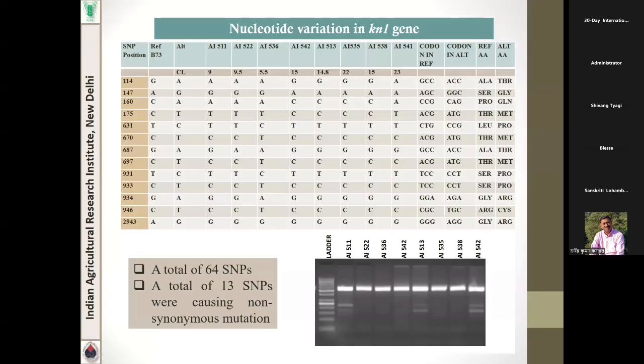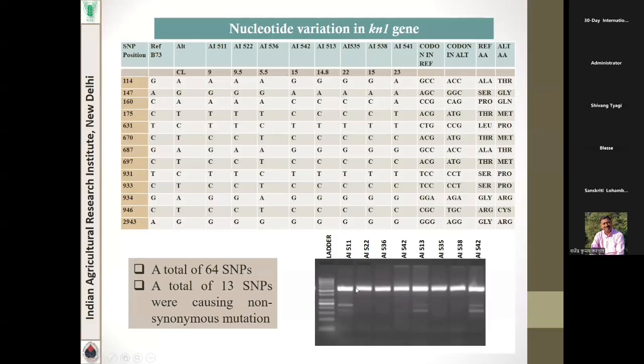Sometimes there are no amino acid changes. If there is an amino acid change, we call this a non-synonymous mutation. If there is none, it is a synonymous mutation, though there is a change at nucleotide level. In that way, we could find around 13 SNPs which were causing non-synonymous mutation. Non-synonymous mutation means they are causing changes at the amino acid level also.